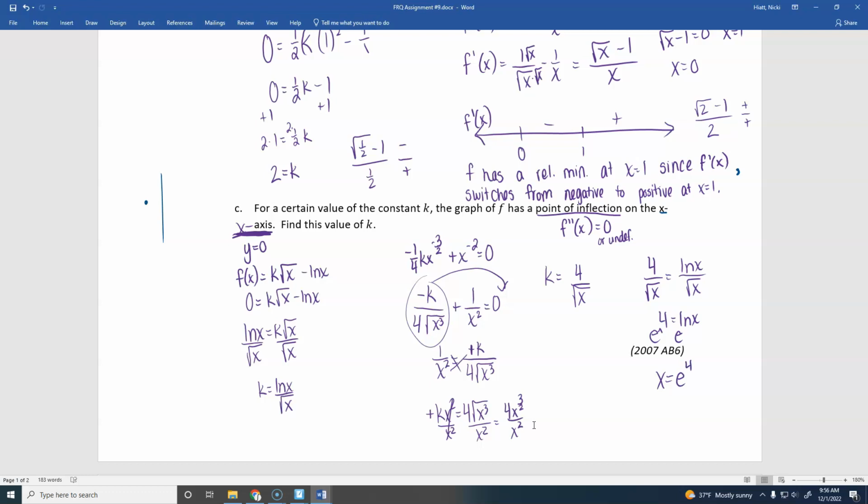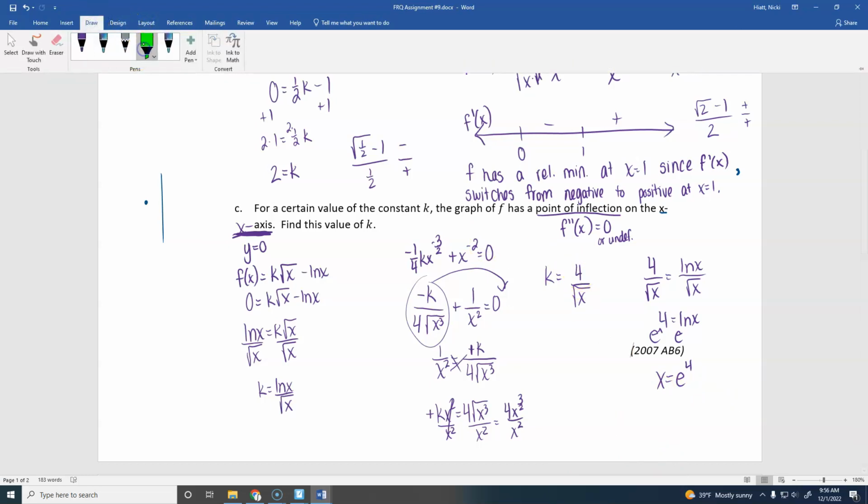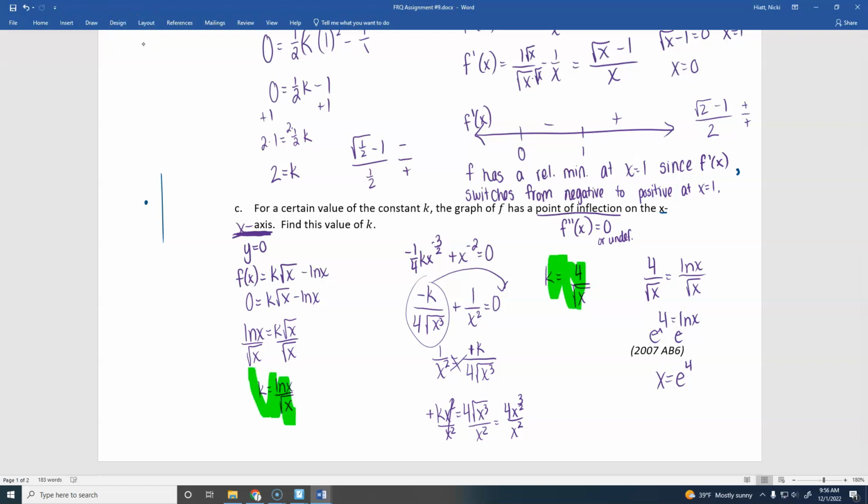But it didn't ask us for x. What did it ask for? It asked us for k. So you can plug x into either one of these functions. So k would be 4 over square root of e to the 4th, which is 4 over e squared. And that would be your answer.